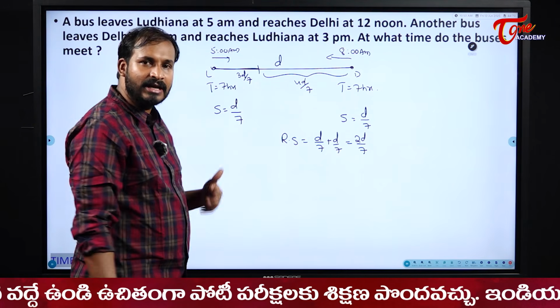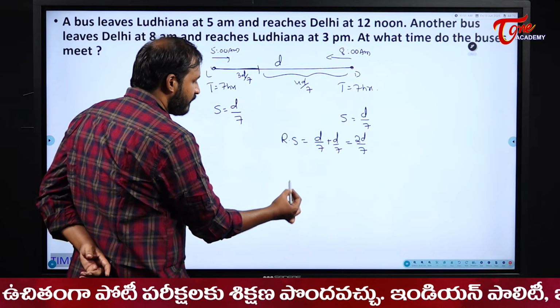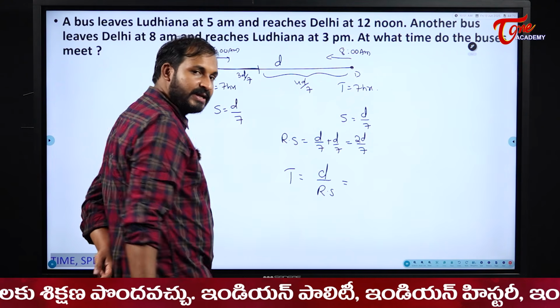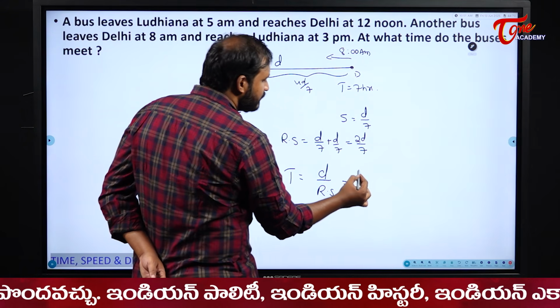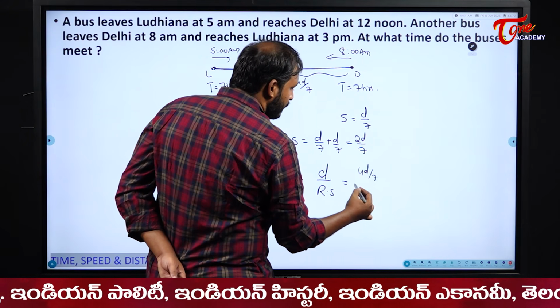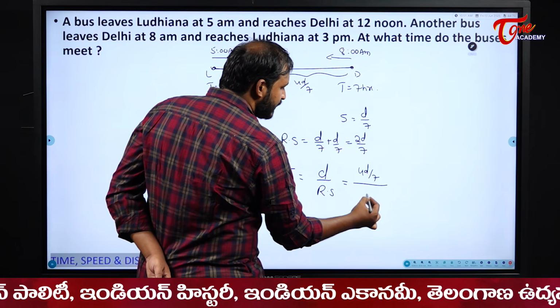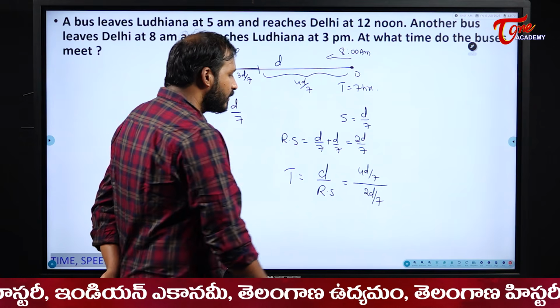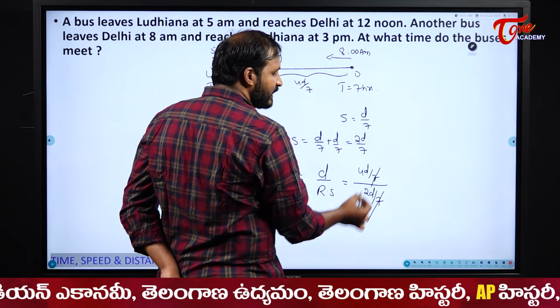Now, you apply the time taken to meet. What is the formula we have? Distance by relative speed. What is the distance here? 4D by 7. By what is the speed? Relative speed here is 2D by 7. Now, please observe here, students. 7 will get cancelled.